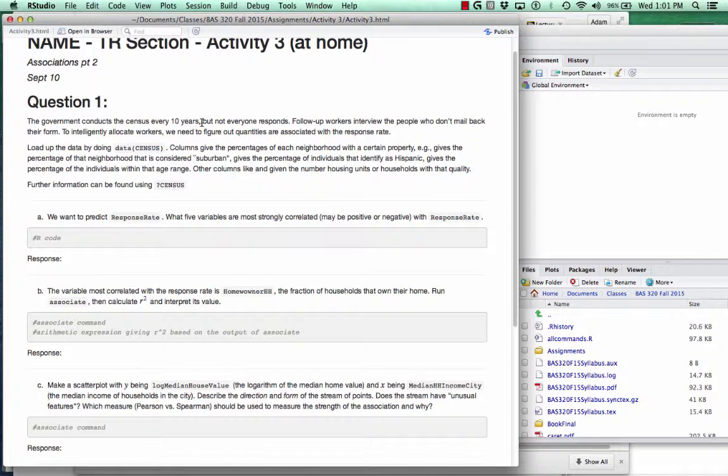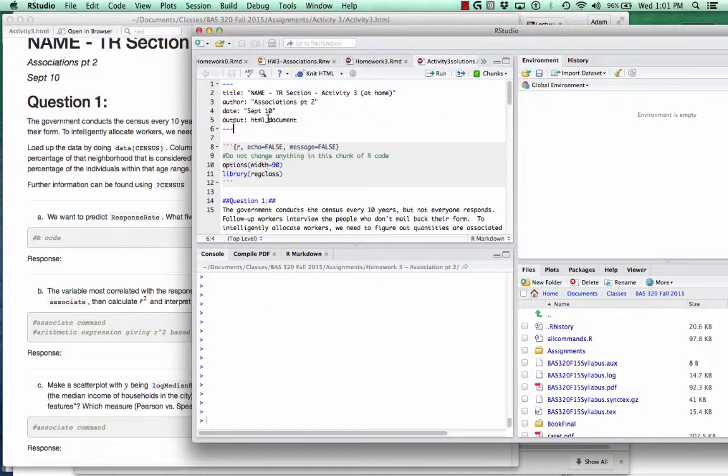But not everyone responds. And so what the government would like to do is to come up with a model that predicts what fraction of people will not respond in a particular block so that it can more intelligently allocate workers. So the data frame in question is called census, and it comes with regclass.